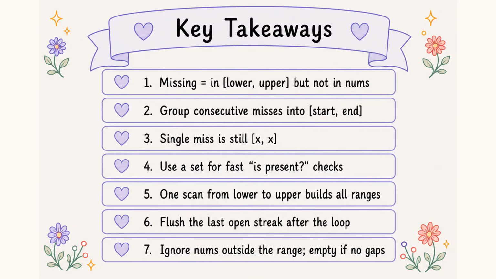Key takeaways. Missing means inside lower to upper but not in nums. Group consecutive misses into start-end ranges. A single miss is still x to x. Use a set for fast present checks. One scan from lower to upper builds all ranges. Flush the last open streak after the loop. Ignore nums outside the range and return empty when there are no gaps. That is Find All Numbers Disappeared in an Array 2, explained from 0.